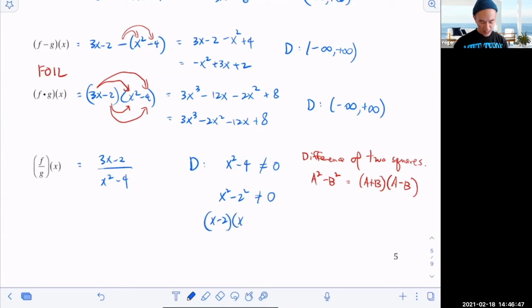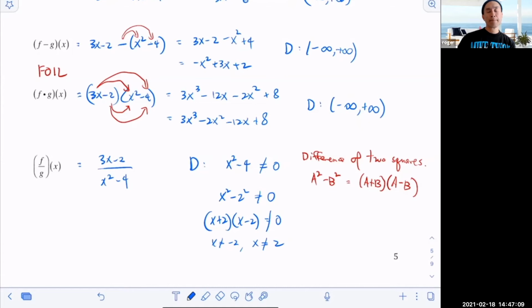Or did I do it? x plus 2, x minus 2, not equal to 0. So we know which points we want to throw away. x cannot equal -2 and x cannot equal 2. Right.